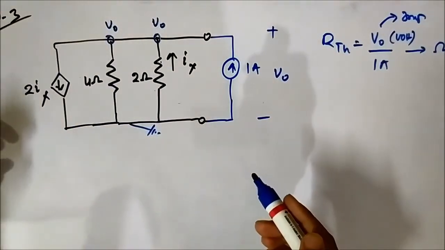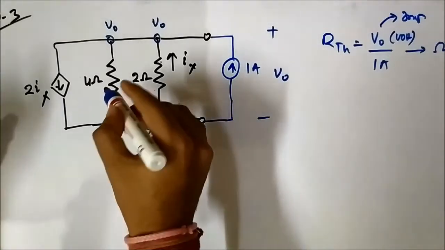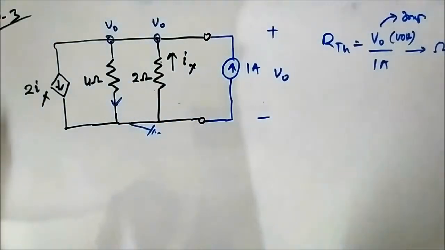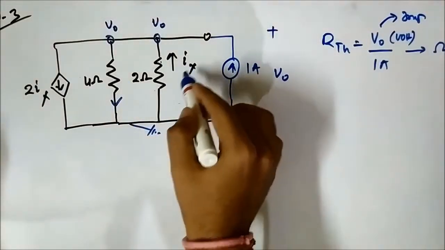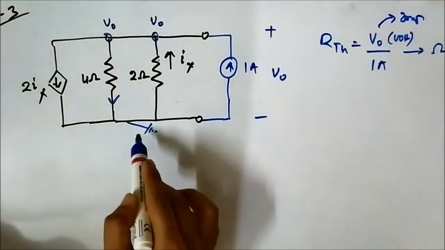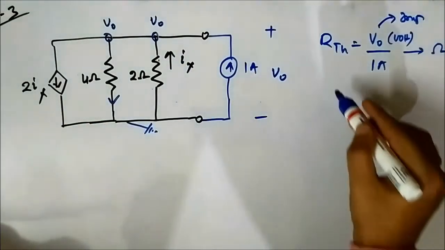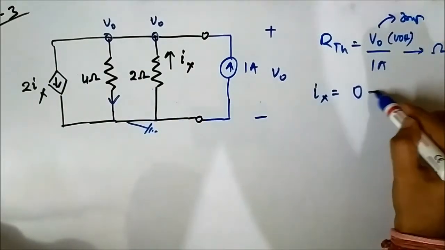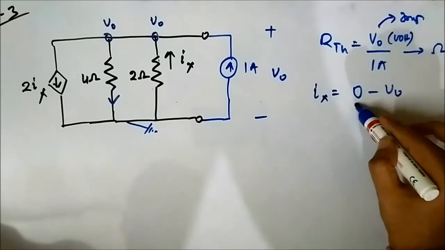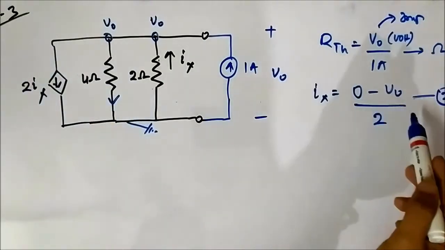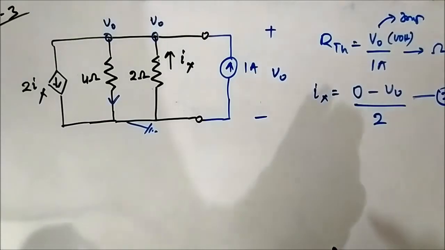Let us say this is an outward going current, this is an incoming current, this is an outward going current. Another important thing is to establish the relationship of Ix in terms of the node voltage. Here Ix is flowing from ground to V0. So Ix will be written as the ground potential, that is 0, minus the node potential, that is V0, by the resistance involved, which is 2 ohm. This is the first relationship, this is the second relationship. Ix is 0 minus V0 by 2, or minus V0 by 2.